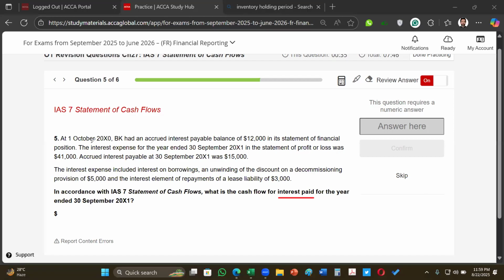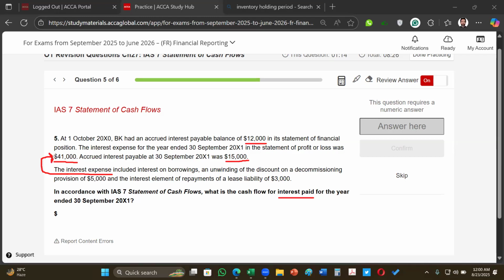So on 1st of October 2020, BK had an accrued interest payable. So this is the opening accrued interest liability. Like this is what we owe them in the start. The interest expense for the year ended 30th of September 2021 in the statement of profit and loss was 41,000. Now this is important. This is the total interest for the year, and the accrued interest at 30th of September was 15,000. Okay. Now we're talking about this interest expense, this 41,000.